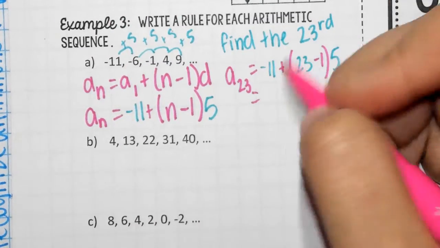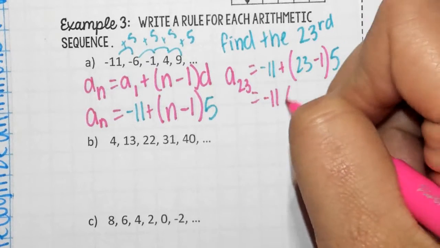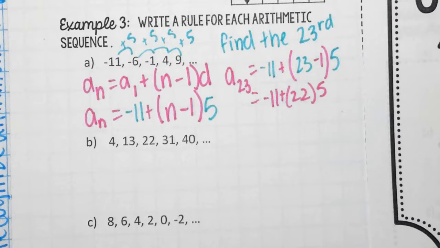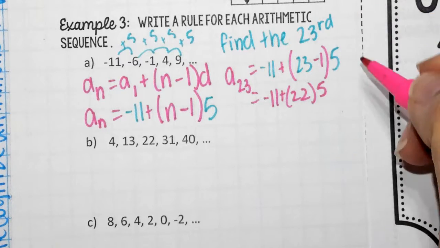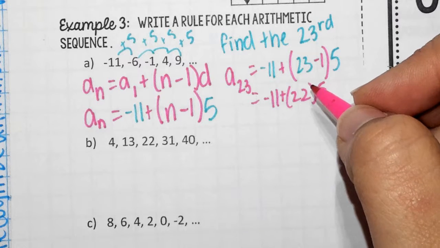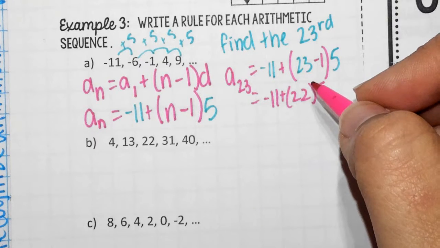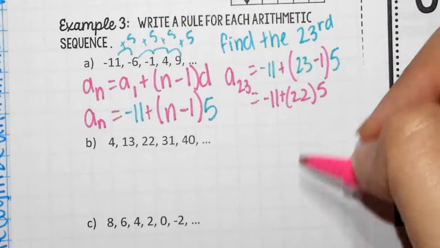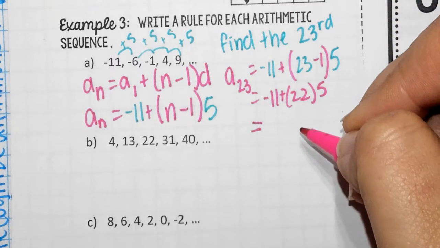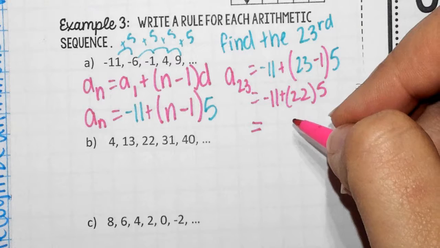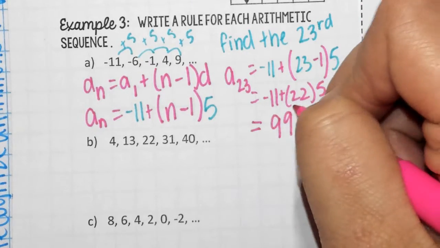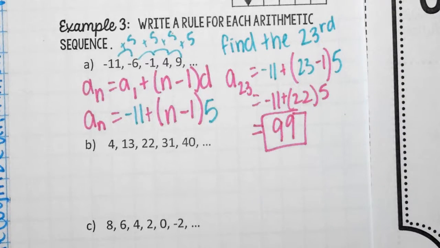Alright, what's 23 minus 1? 22. Alright, what's 22 times 5? You have calculators. 110. 110 plus negative 11. Do 110 plus negative 11. 99. Awesome. That is our 23rd term. Boom, you're done.